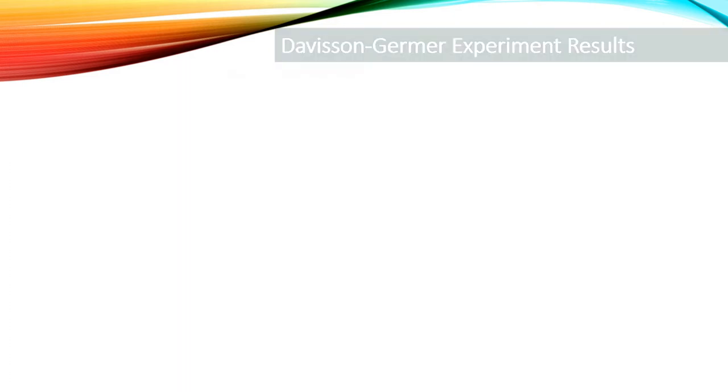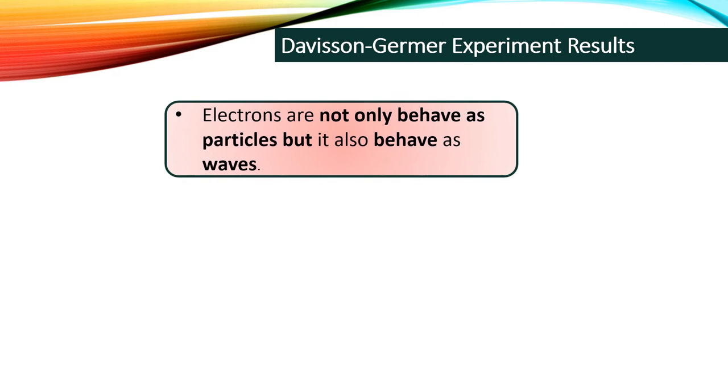From the experiment, we can easily see that de Broglie's relation is consistent with the experimental results obtained with the electron diffraction tube. Electrons not only behave as particles, but they also behave as waves. So it shows here that Davisson and Germer successfully proved the suggestion stated by de Broglie, which is that protons and electrons are also dual in nature.